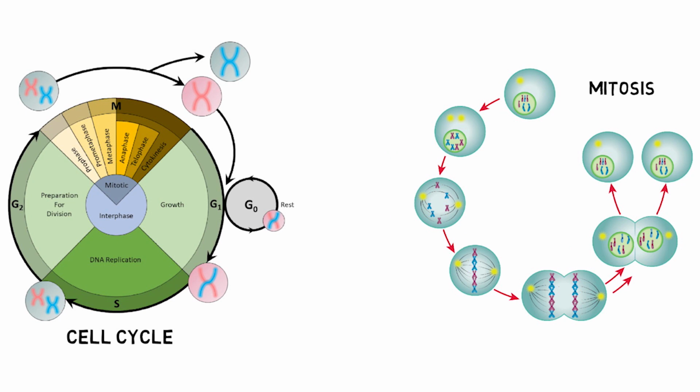A typical somatic or body cell is not actively dividing. Cells that are not actively dividing are said to be resting in the G0 phase. Of course, the term resting doesn't mean the cell is inactive or asleep.